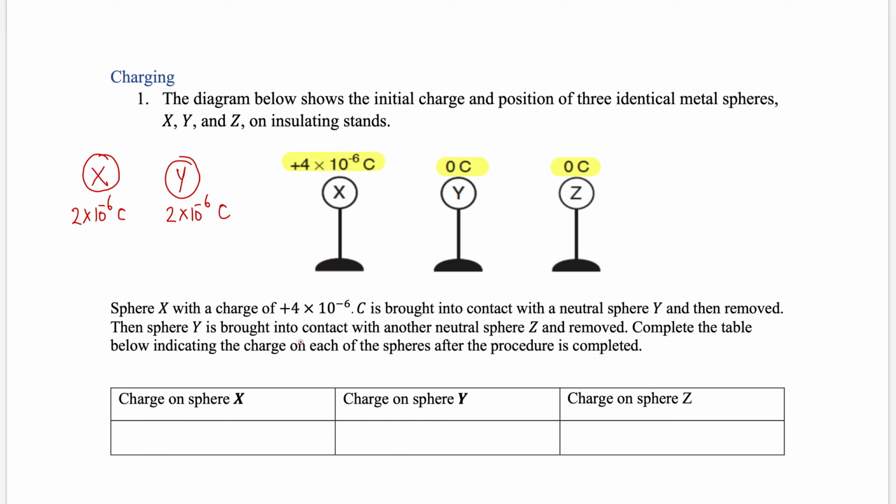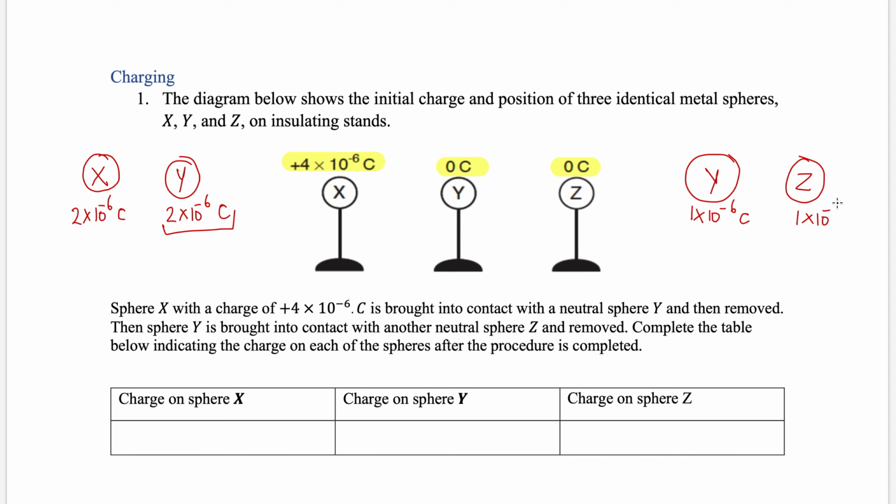Then sphere Y is brought in contact with another neutral sphere Z and removed. So now you take this Y, which has 2 times 10 to the power negative 6 coulomb, and touch it to Z, which is 0 coulomb. Again the same thing will happen. Y and Z will share their charges. So Y will share its charge with Z, which is neutral, and you will get 1 times 10 to the power of negative 6 coulomb on each one of the objects.